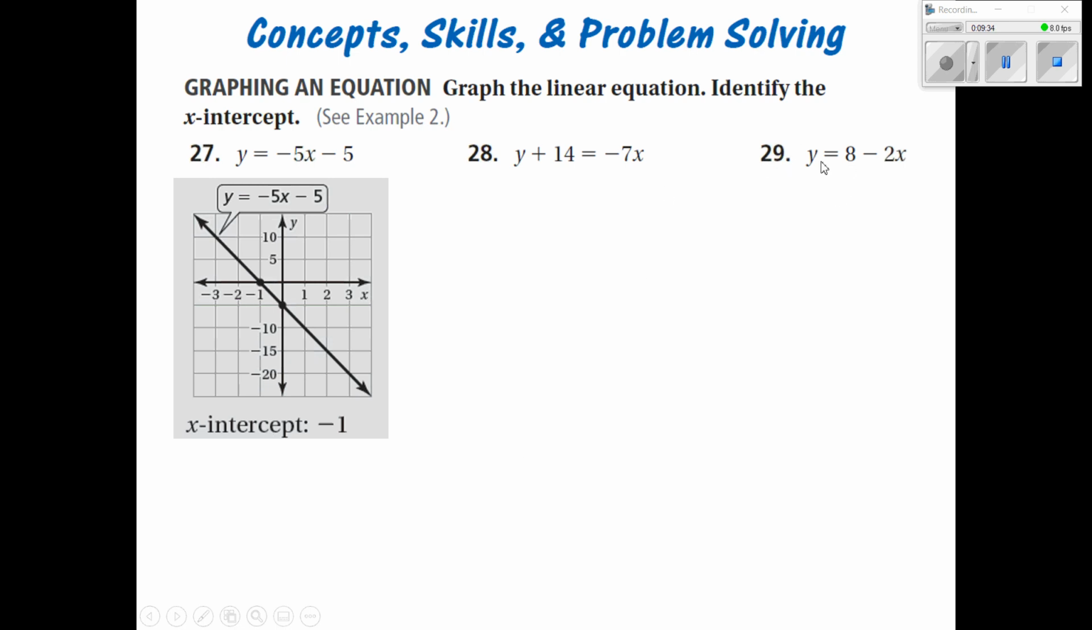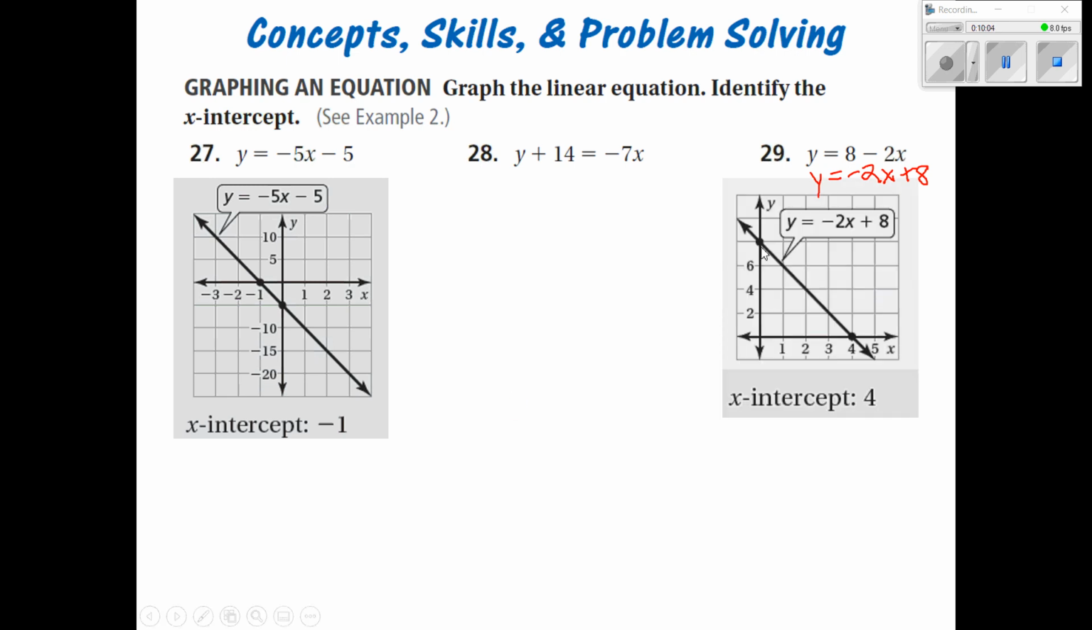29, I have to rewrite this one because it's not in the proper form. When I do this, I can rewrite it as y is equal to -2x plus 8. I know it's going to cross through positive 8. All right, and then it's going to be a negative line going downward from left to right. It's going to go down 2 and over 1 each time.